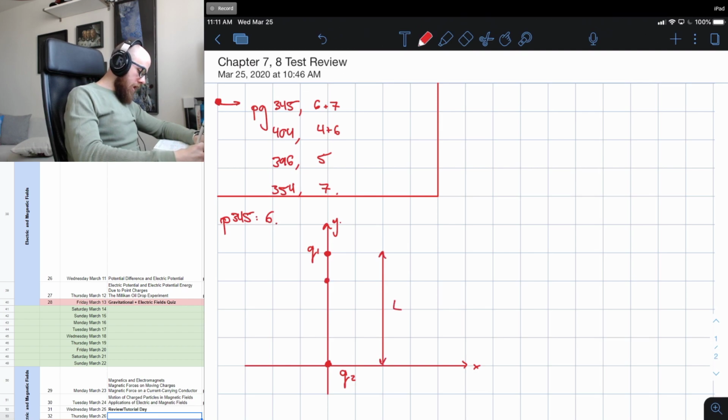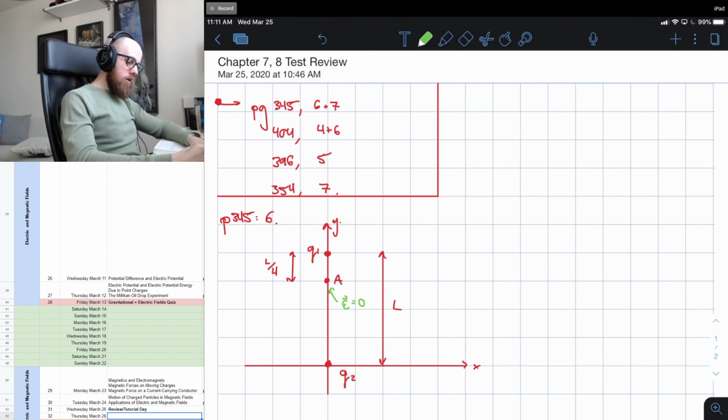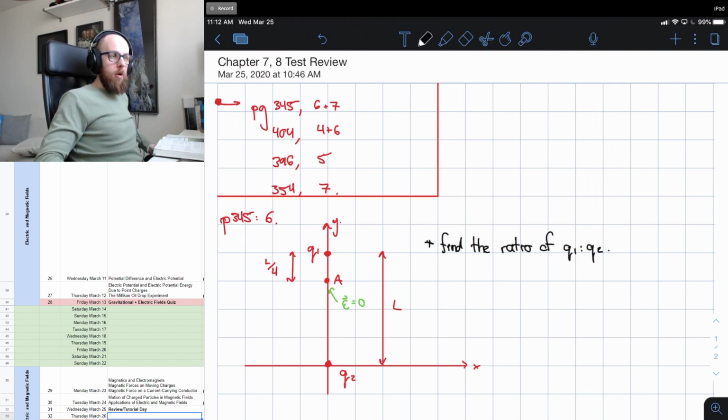And we're interested in a point A here, and that point A is a distance L over 4 from Q1. The electric field at point A is 0. And our goal here is to determine the ratio, so find the ratio of Q1 to Q2. Okay, that's our main goal for this question.